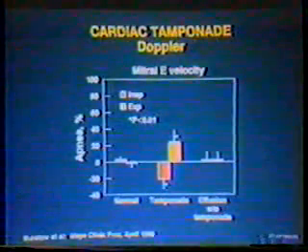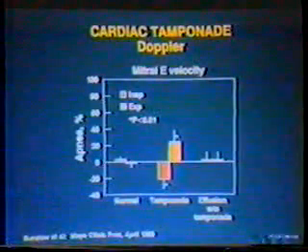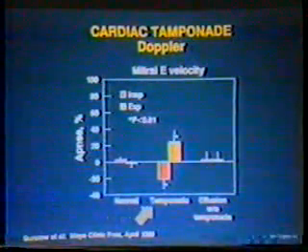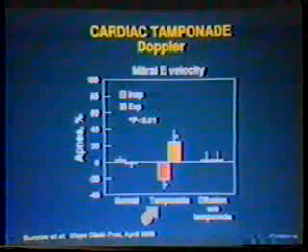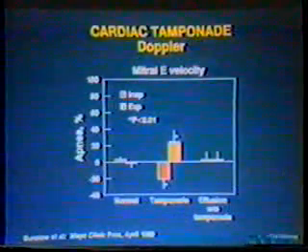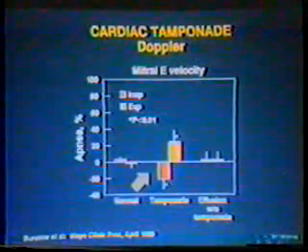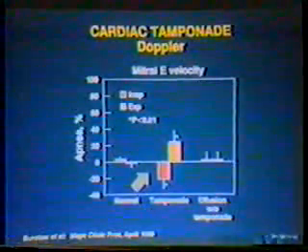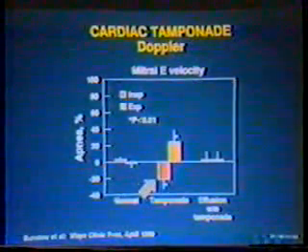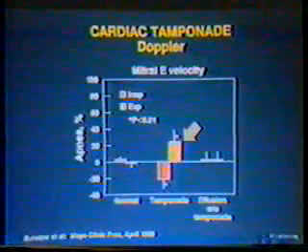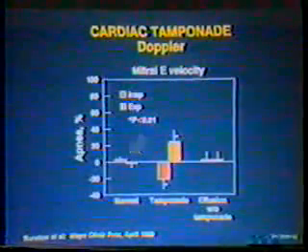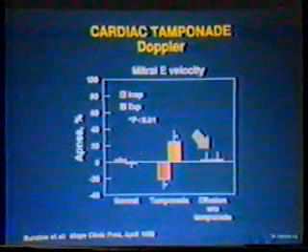Dr. Daryl Burstow, working in our echo laboratory, examined the Doppler velocity profiles for 20 normal control subjects, 16 patients with pericardial effusion and tamponade, and 12 patients with pericardial effusion without tamponade. This figure shows the mean percentage change from apnea for the mitral e-velocity. For patients with tamponade, the reduction in mitral e-velocity with inspiration and the increase with expiration are clearly different from the minor respiratory changes that occurred in normals or in effusions without tamponade.